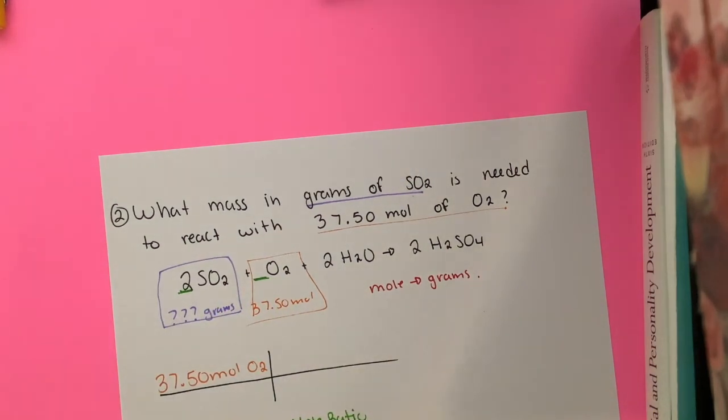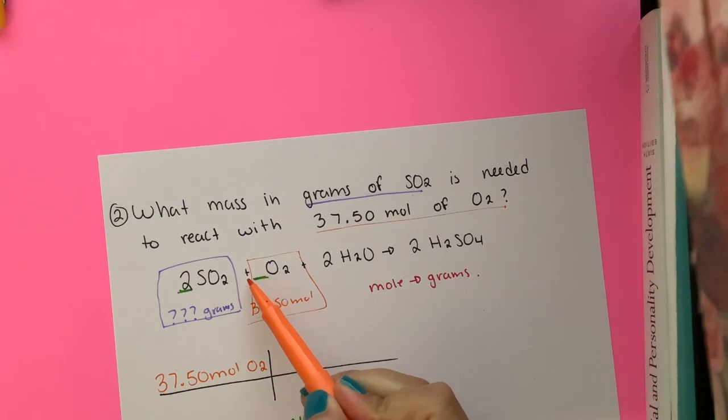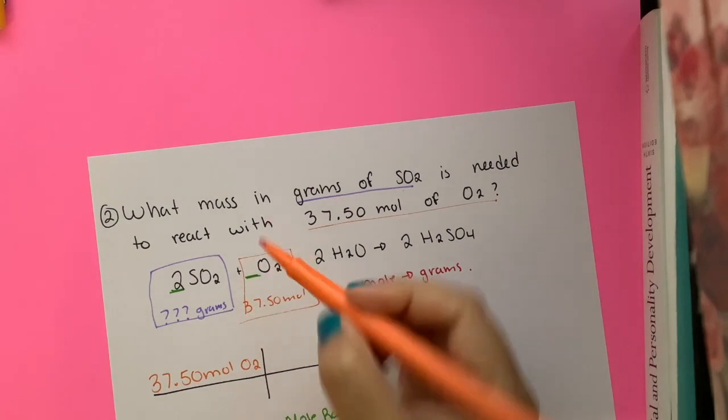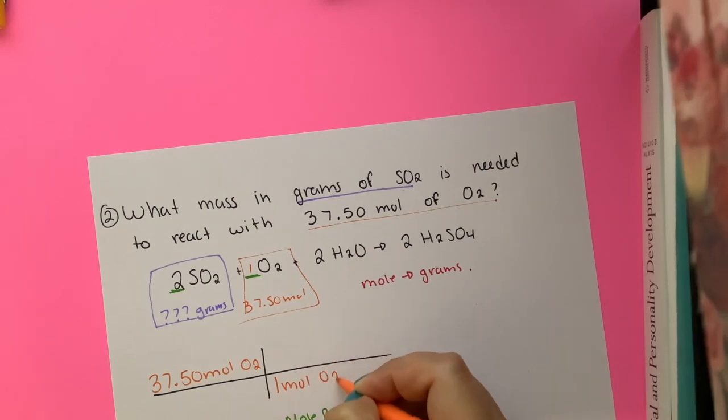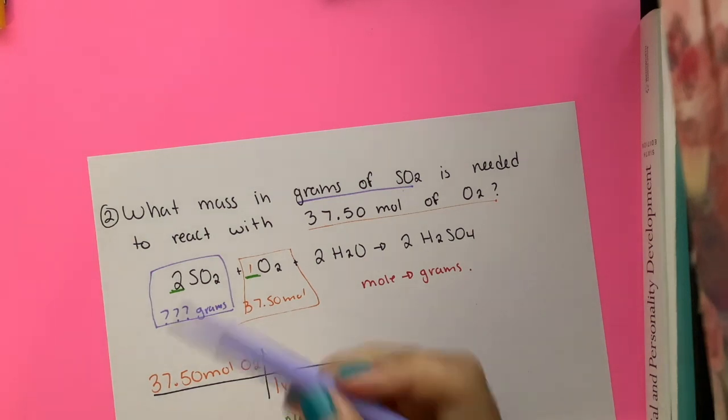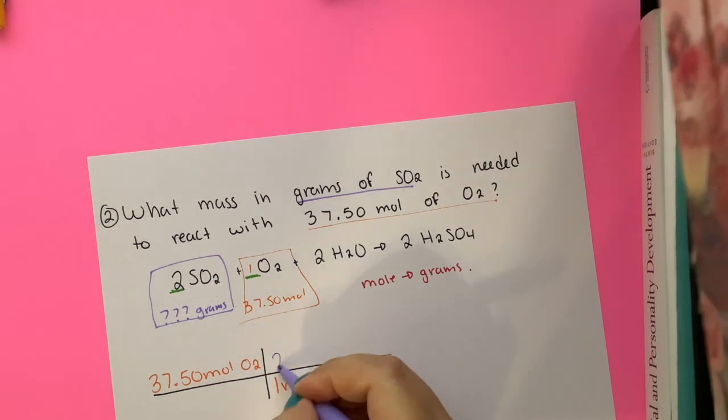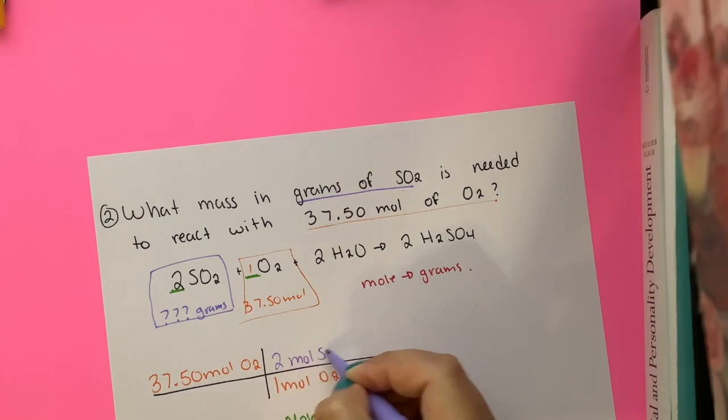So according to my balanced chemical equation, if there's no number in front of a compound, that means that I have a 1. So I have 1 mole of oxygen. I put it in the bottom, remember, so the moles of oxygen and moles of oxygen cancel each other out. And then in the top, I'm going to put 2 moles of SO2.